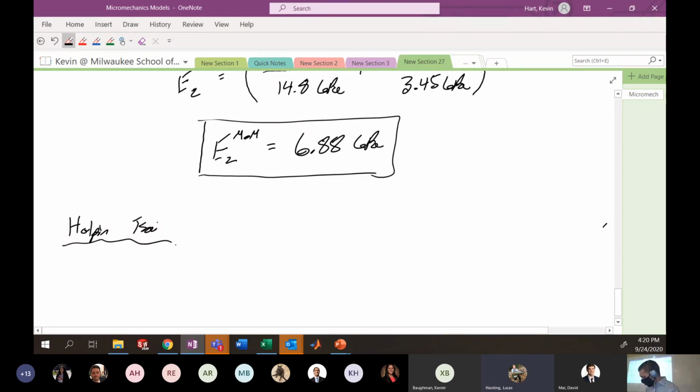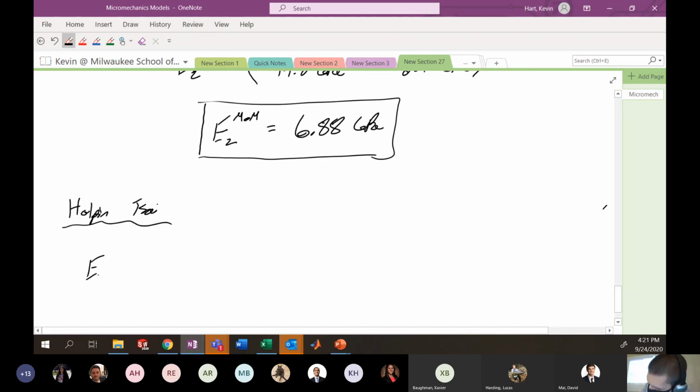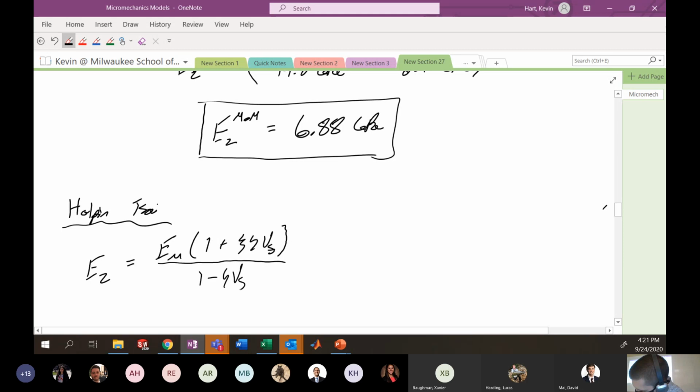It's kind of our other model. The general form is going to be the modulus of the composite in the 2 direction, E2, is the modulus of the matrix times (1 plus xi eta V_f) on (1 minus eta V_f). And so we're going to have to figure out eta and define xi. Xi is given to us in the problem. We're told to assume xi is 1.